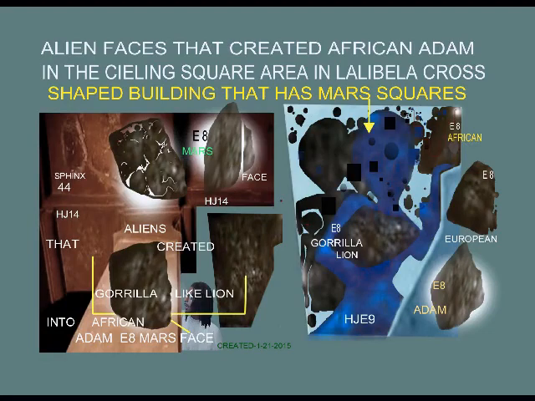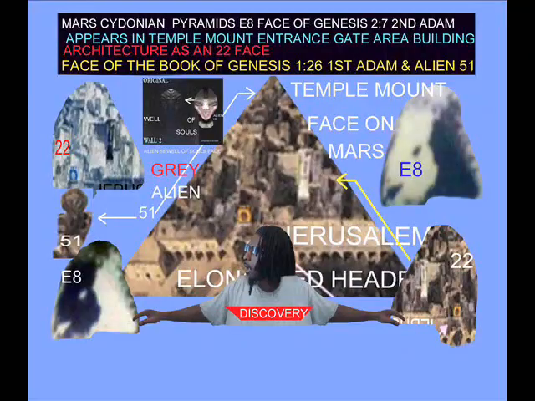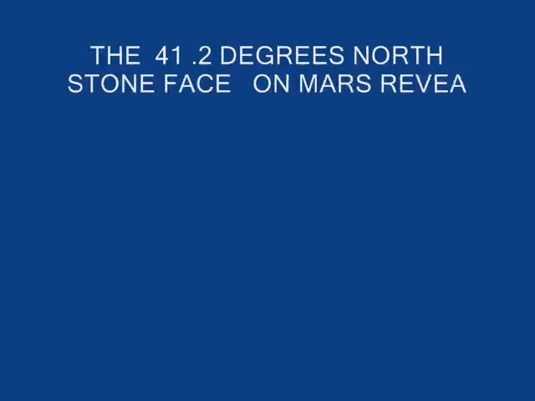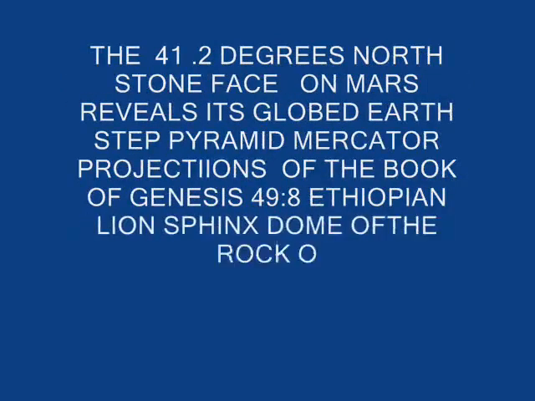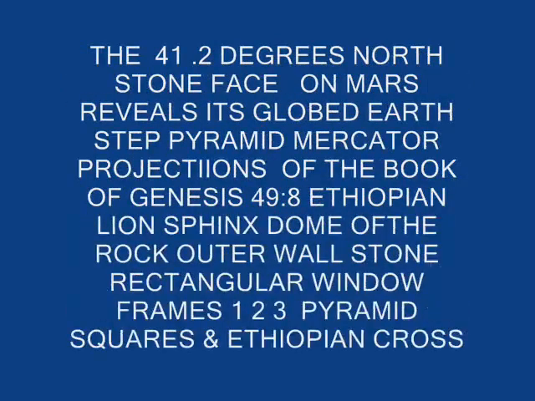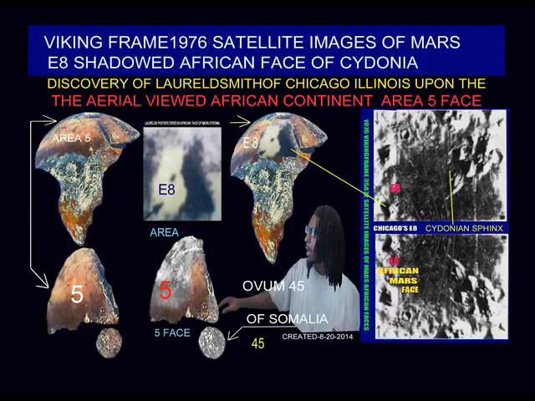My latest archaeological, theological, and astronomical discoveries uncover the ceiling area of a cross-shaped building structure in Ethiopia, in Lalibela. The micropixelated surface image reveals an African Adam E8 face. Now this is the E8 Mars face that was seen in the 1976 Viking frame 35A72 satellite imagery of the Cydonian 5 pyramid area on Mars.